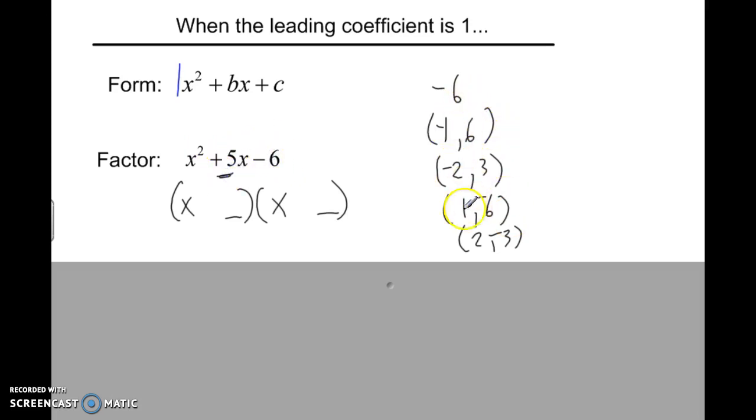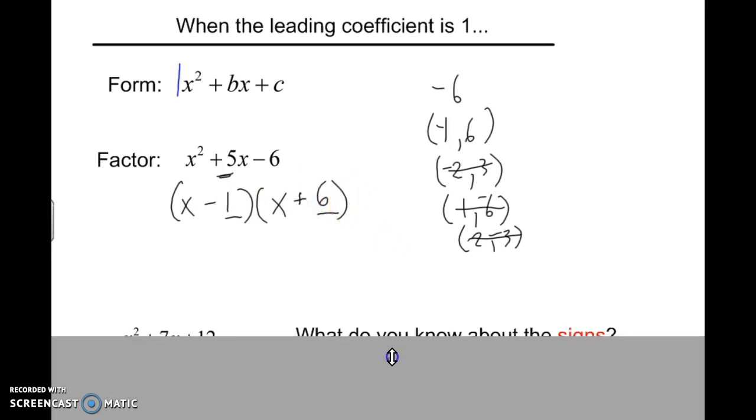So which of these two add to make 5? That doesn't add to make 5, that makes negative 5, that makes 1. If I add those, it makes 5, so I'm going to put minus 1 and plus 6. And I have factored that. I'm using kind of a guess and check strategy.